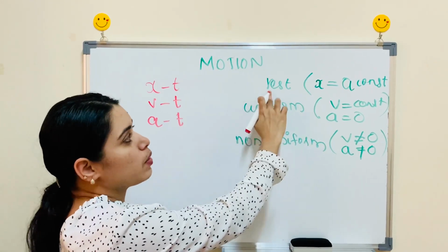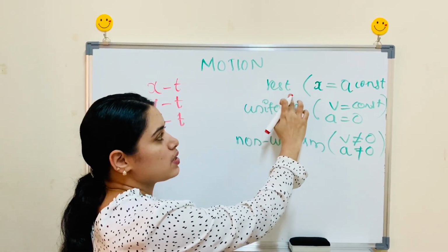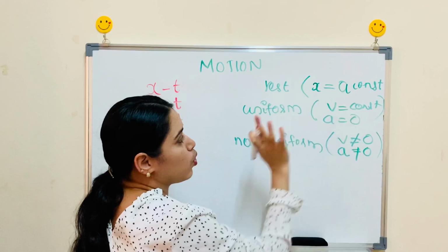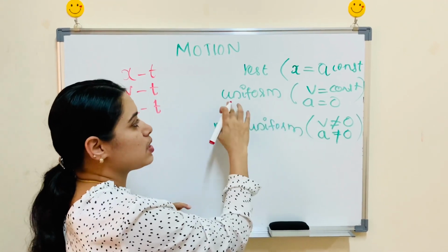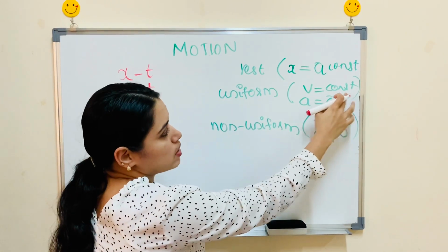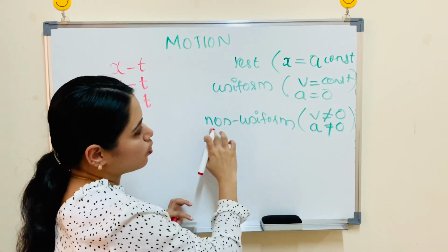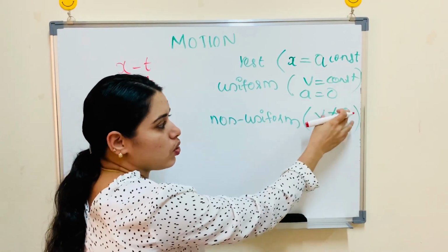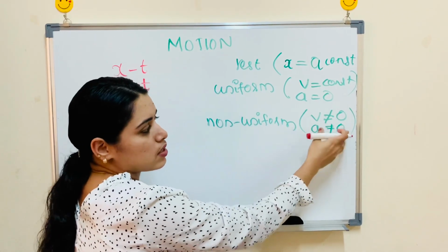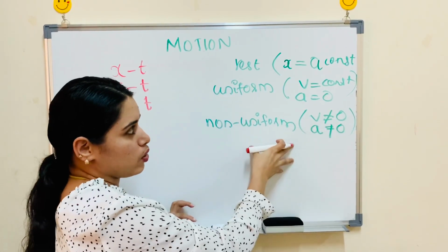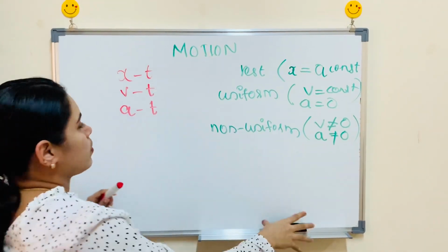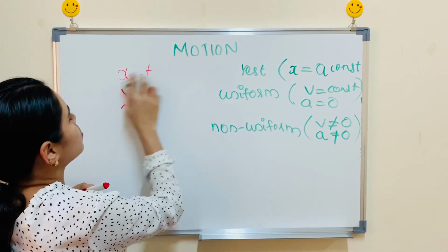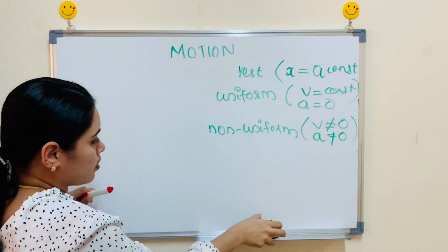First one, when the body is at rest. When a body is at rest, then its position is a constant. And if a body is in uniform motion, then velocity is a constant and acceleration is 0. For non-uniform motion, velocity not equal to 0. Hence, the acceleration is also not equal to 0. This is our condition. Based on these conditions, we have drawn graphs.